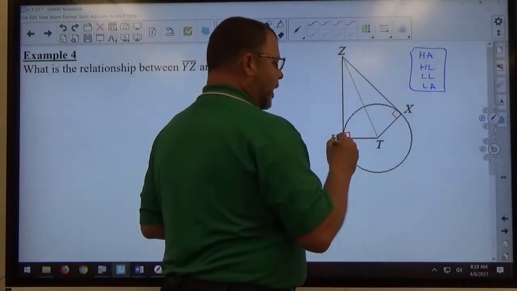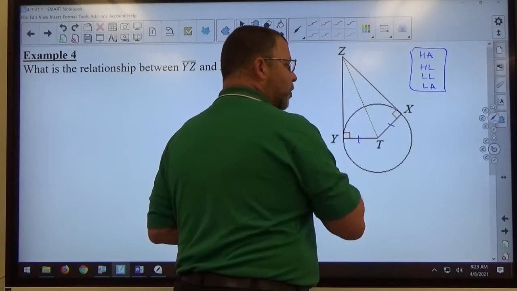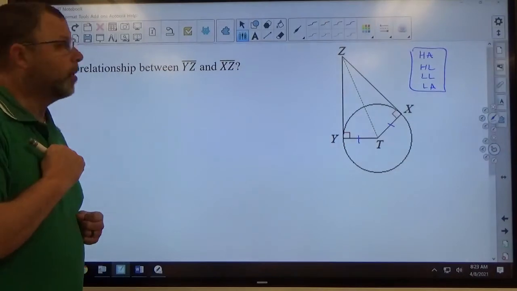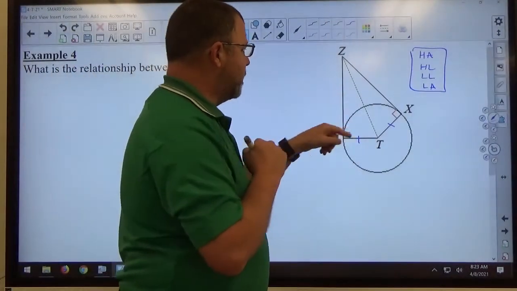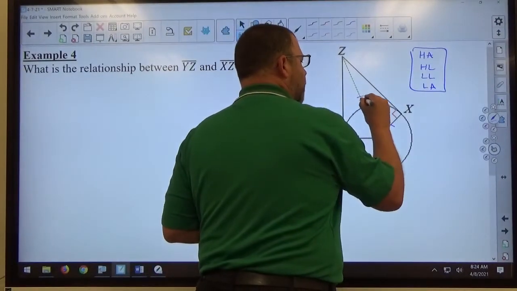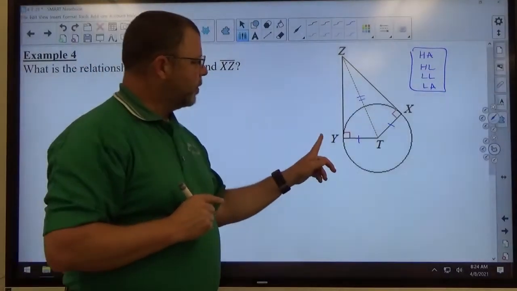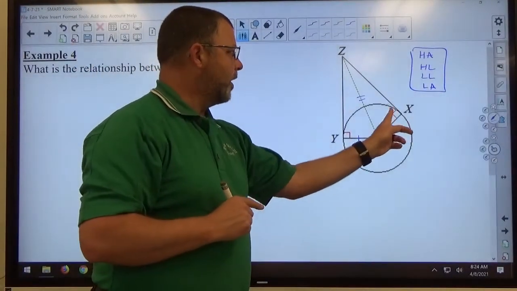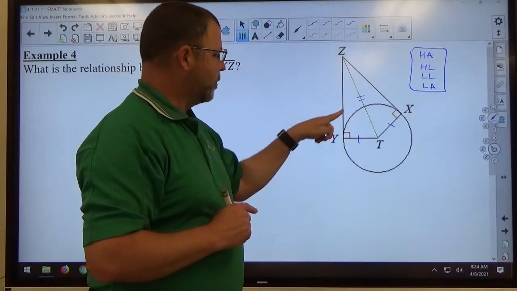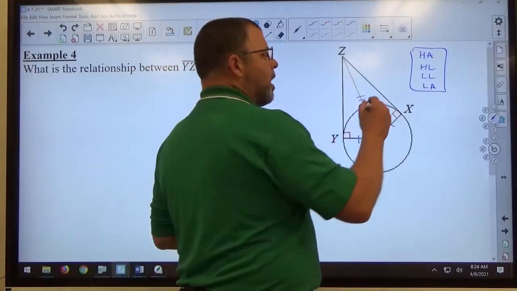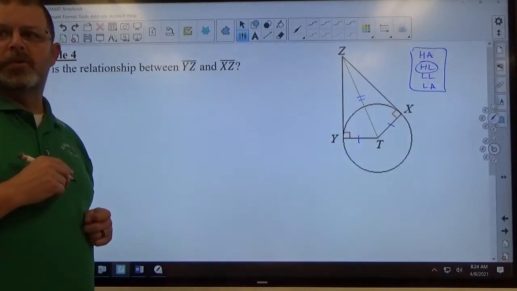So if I start marking what I know, obviously the right angles have been marked for me. I know ty and tx are both radii to the same circle, therefore they're congruent. And zt, this segment here, is congruent to itself. And looking at this picture, ty is a leg, tx is a leg. Tz is a hypotenuse for both triangles because it's opposite the right angles in both. So we have hypotenuse and leg of two triangles congruent to one another, so the two triangles are congruent triangles.